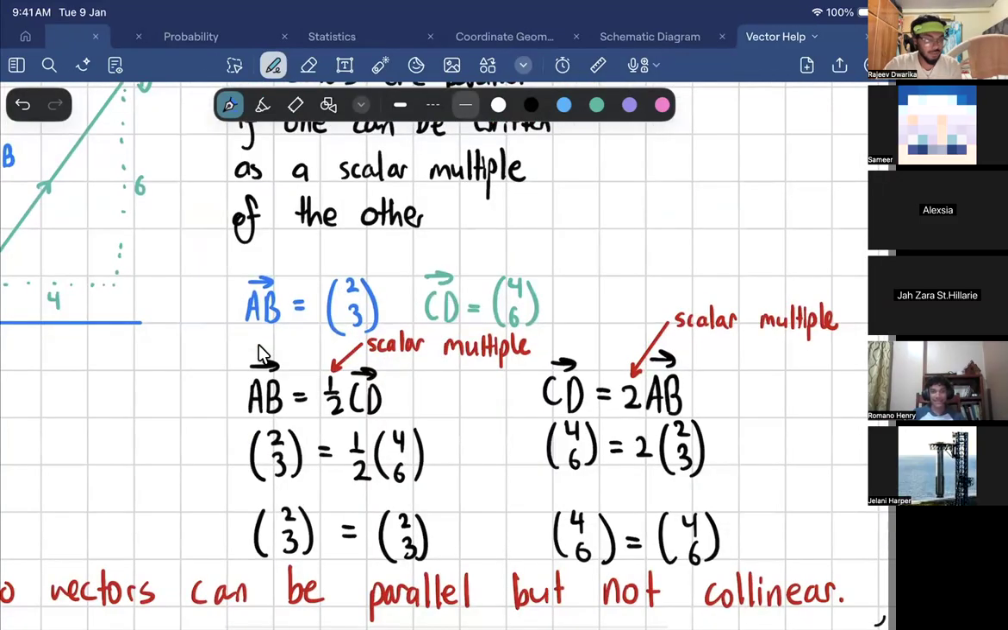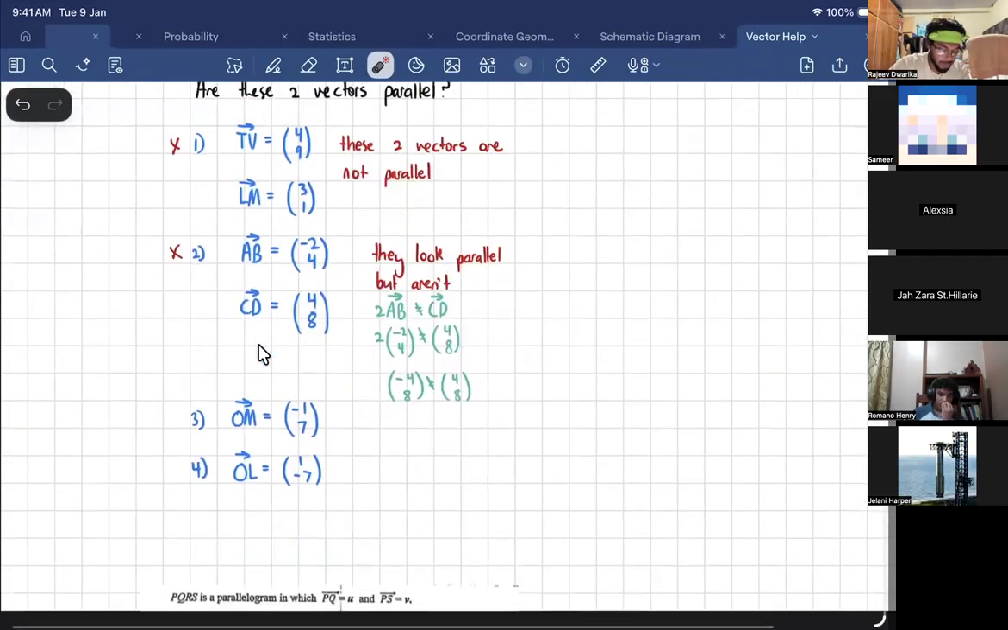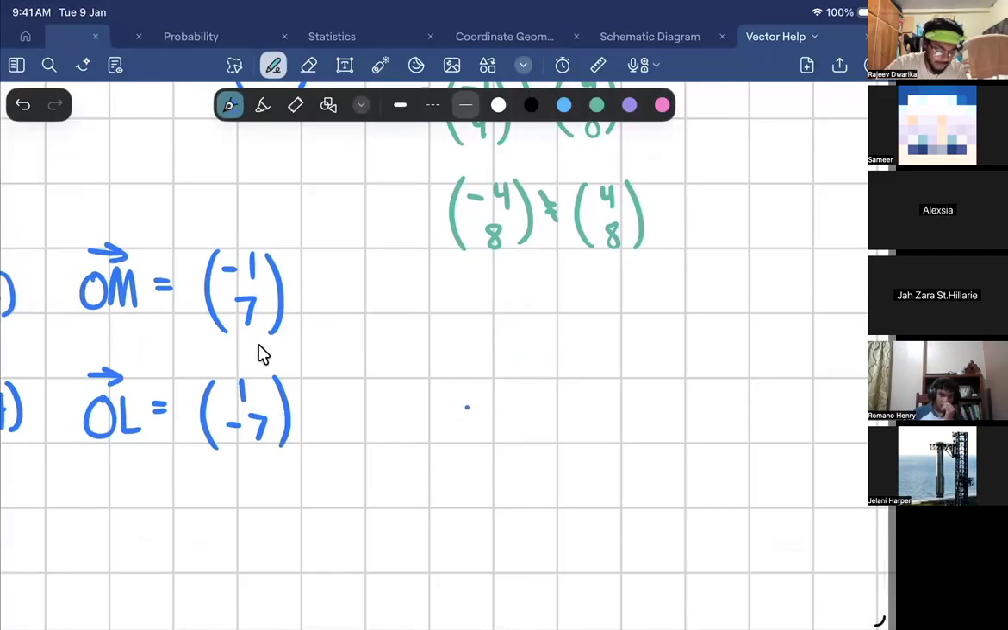To show that two vectors are parallel, you need to be able to write one in terms of the other, by multiplying the other one by something. So if I could say AB is a half of this one, they're parallel. If I could say that CD is 2 times this one, they're parallel. Is it possible for me to write OM as some multiple of OL? Is it legal for me to do that? Is it possible?